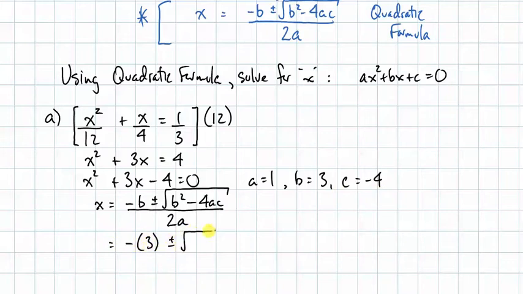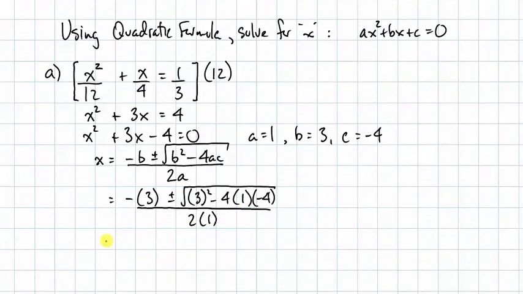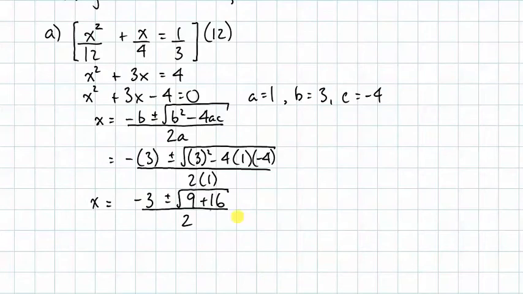B squared minus 4ac over 2a. Alright, what remains to do now is to simplify this. This is 9. Subtracting negative is adding, so I have 9 plus 16. And the denominator is 2 times 1, or just 2. The root of 9 plus 16, well, that's 25.